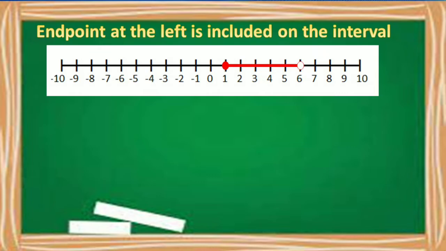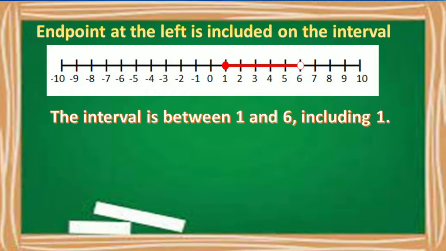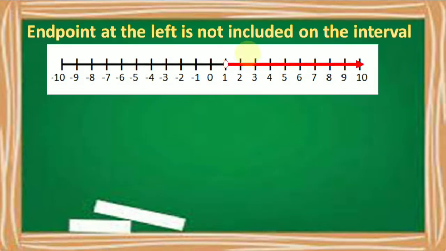Next, endpoint at the left is included on the interval. The interval is between 1 and 6, including 1. In symbol, we have I equals open bracket 1, then 6 close parenthesis.